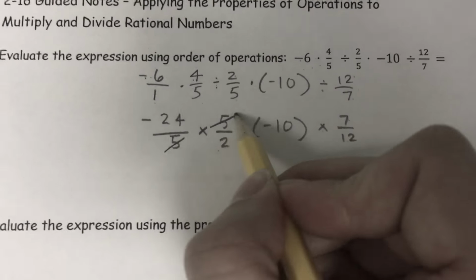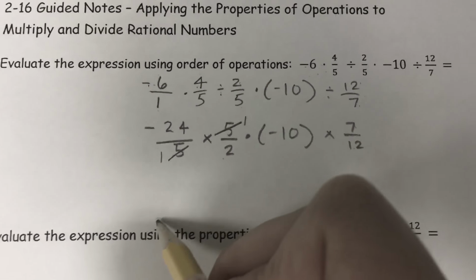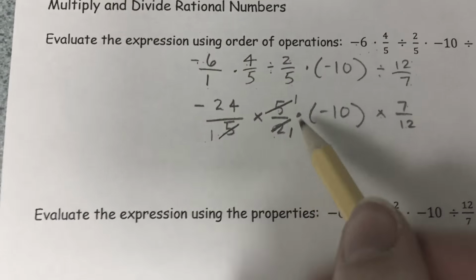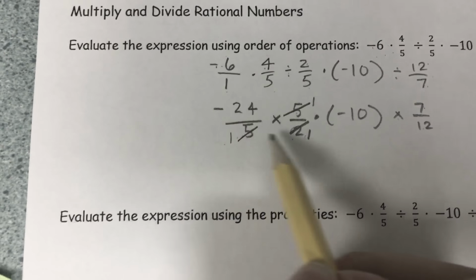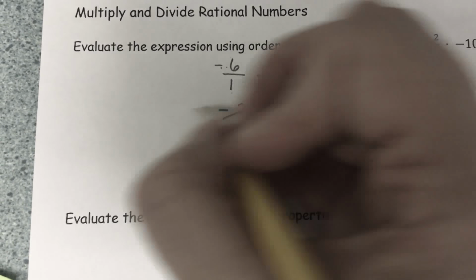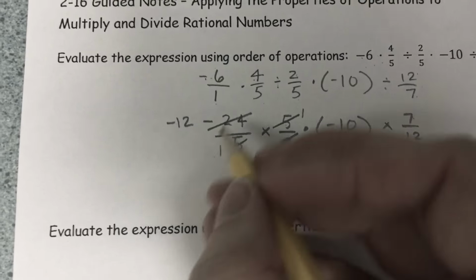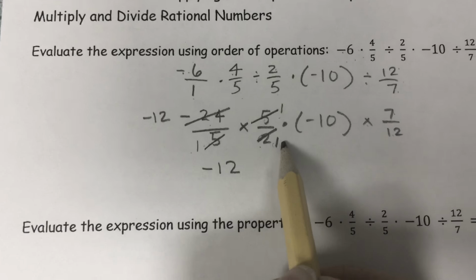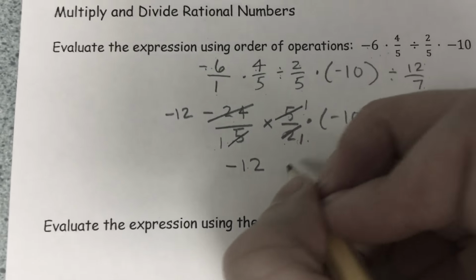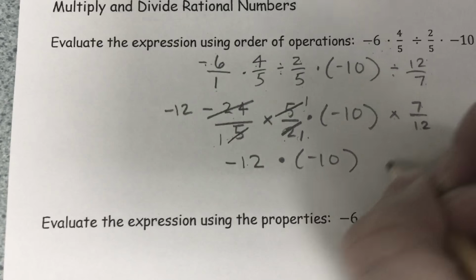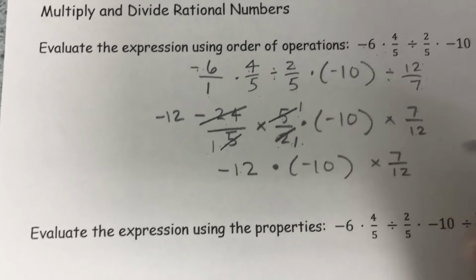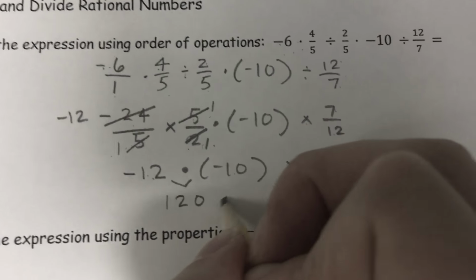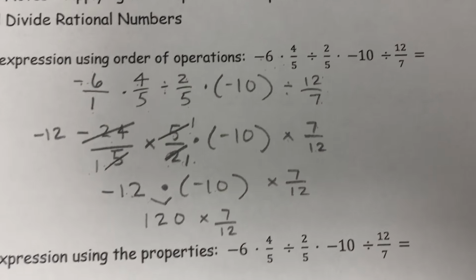Now I can cancel out the 5's, and they become 1's. 5 divided by 5 is 1. I can cancel out the 2 and make it a 1 because I can divide -24 by 2, which makes it -12. So now I have -12 over 1. -12 divided by 1 is just -12, times -10, times 7 over 12. -12 times -10 yields a positive 120, times 7 over 12.